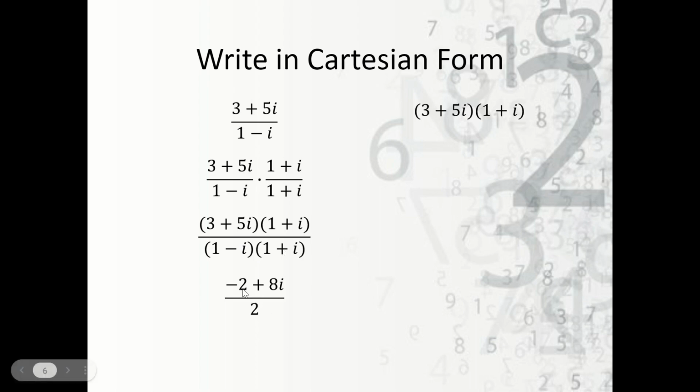So we end up with -2 plus 8i over 2. Well, we should notice that 2 goes into both of these. So when we do that, we get -2 divided by 2 is -1, and 8i divided by 2 is 4i. So we end up with -1 plus 4i. So anytime we're asked to find Cartesian form, we're going to multiply both top and bottom by the conjugate of the denominator. So now what if we had something like this?